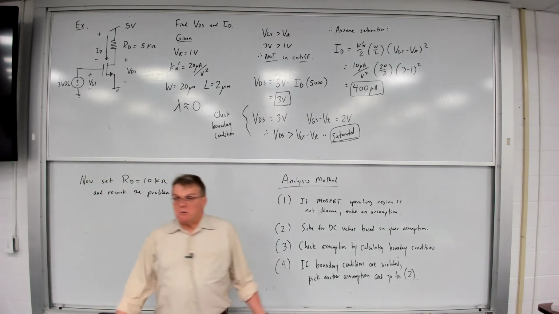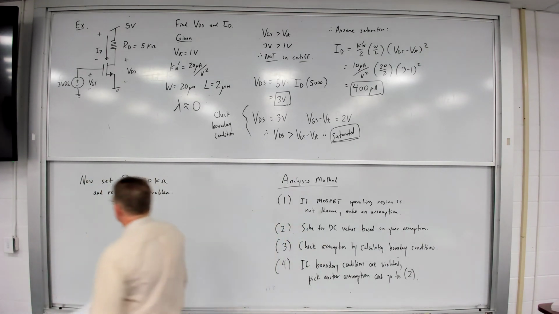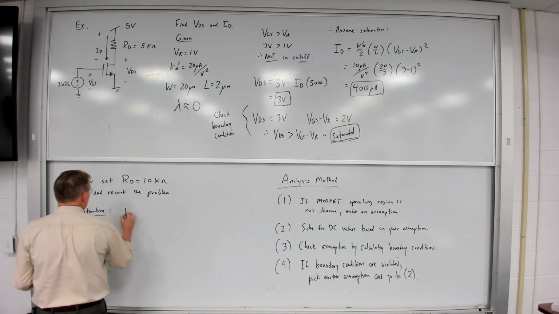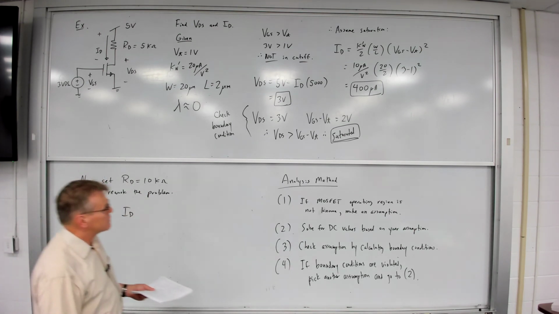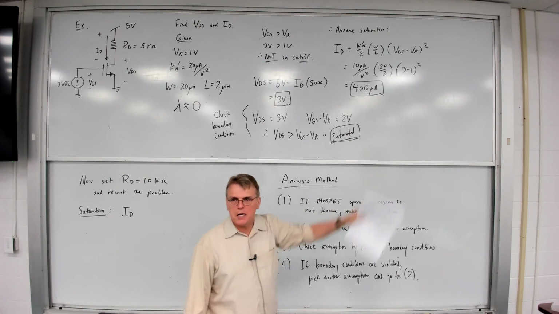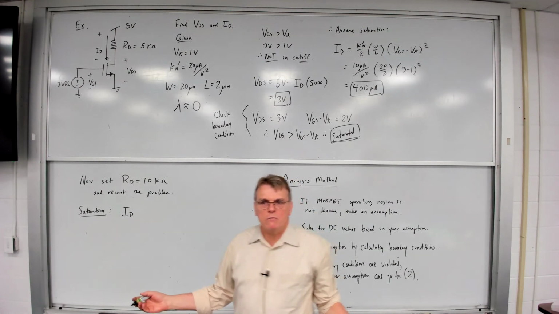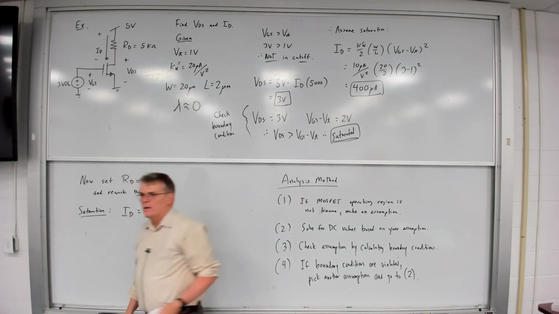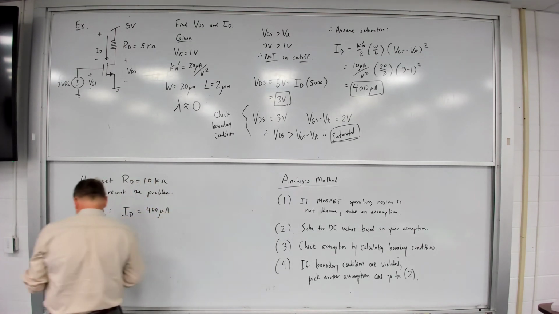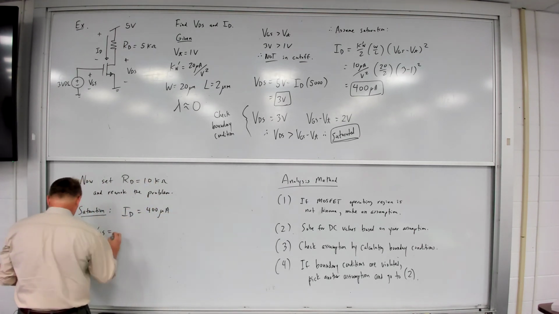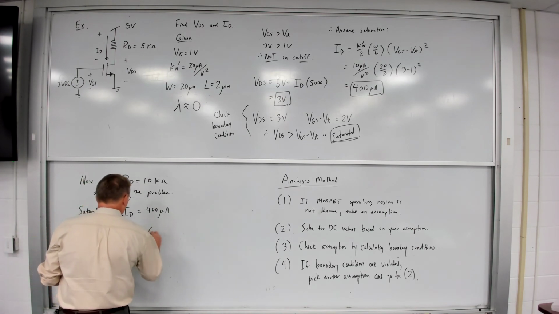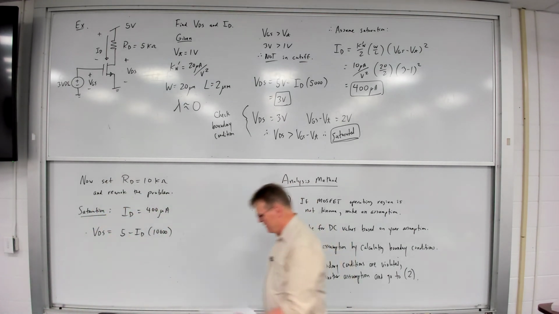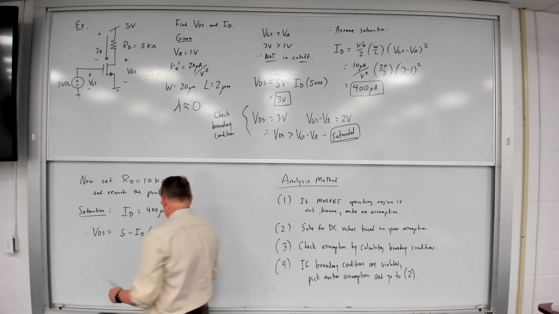So once again, I'm going to assume saturation. It worked last time. Let's try it again. And if I plug in saturation, well, the numbers are all the same. VGS doesn't change. Nothing else changes for the ID equation. So ID is still equal to 400 microamps. Now what is VDS equal to? Now VDS is equal to 5 minus ID times 10,000, which is equal to 1 volt.